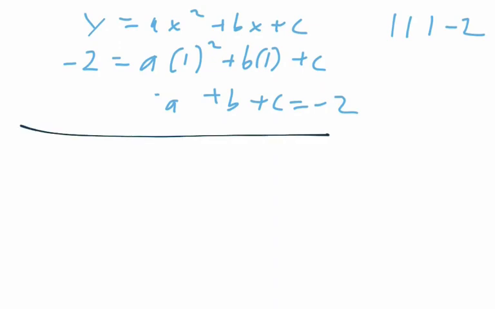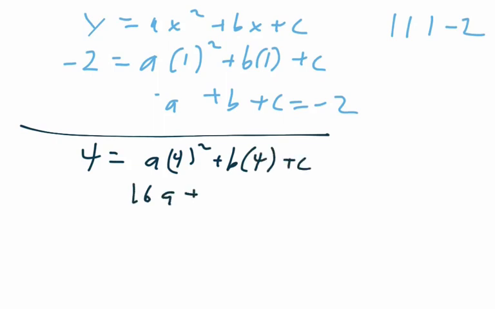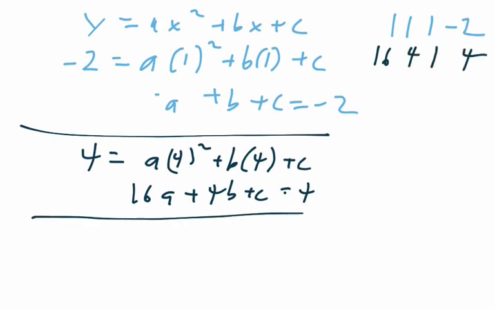Then I'm going to plug in 4. So a times 4 squared plus b times 4 plus c. So 16a plus 4b plus c equals 4. So my next part of the matrix is 16, 4, 1, 4.